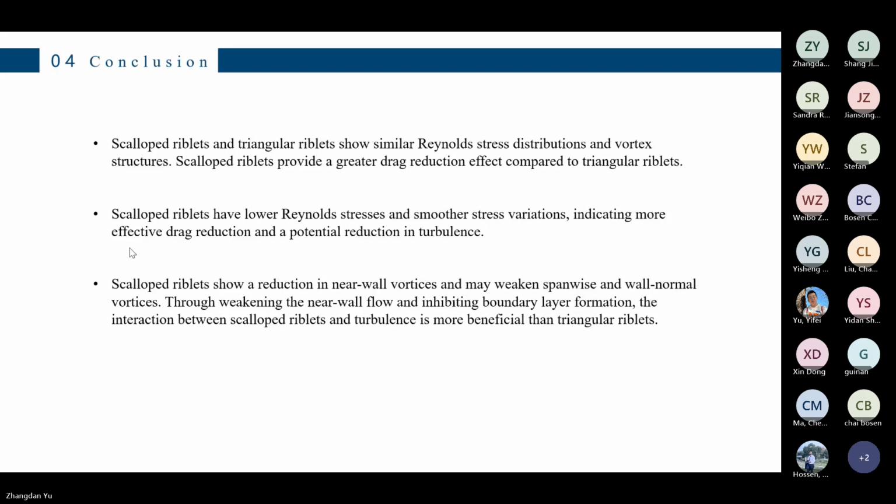turbulence. Scalloped riblets show a reduction in near-wall vortices and may weaken spanwise and wall normal vortices. Through weakening the near-wall flow and inhibiting boundary layer formation, the interaction between scalloped riblets and turbulence is more beneficial than triangular riblets. That's all for my report.